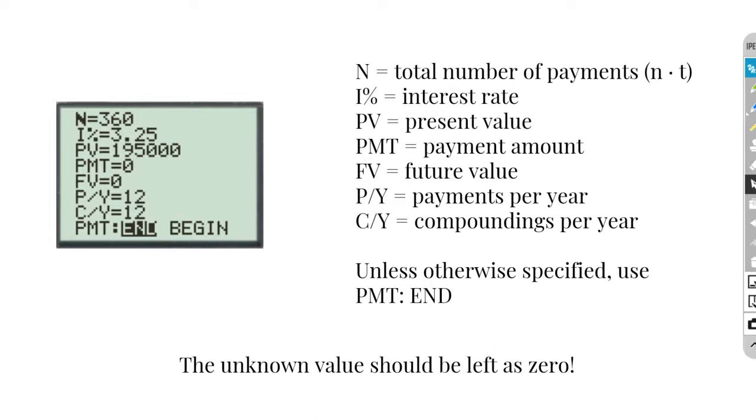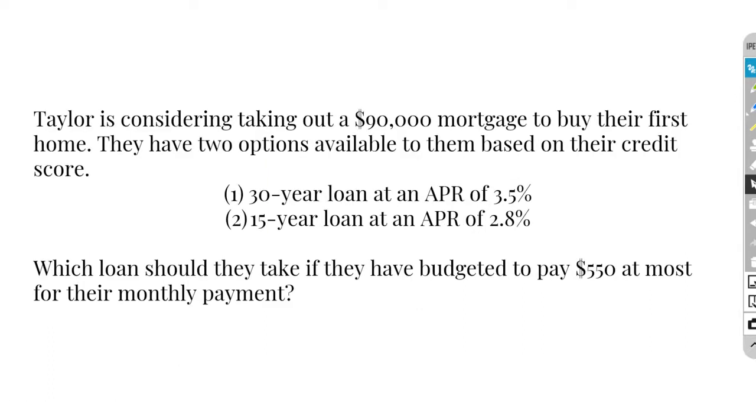All right, so let's see if we can actually apply this in the calculator to a real-world example. So we have Taylor, who is looking to take out a $90,000 loan to buy a home, and they've been given 2 options. They can either take a 30-year loan at a 3.5% APR or a 15-year loan at a 2.8% APR. They're hoping to spend at most $550 per month, so we need to determine which loan is going to be better for them.